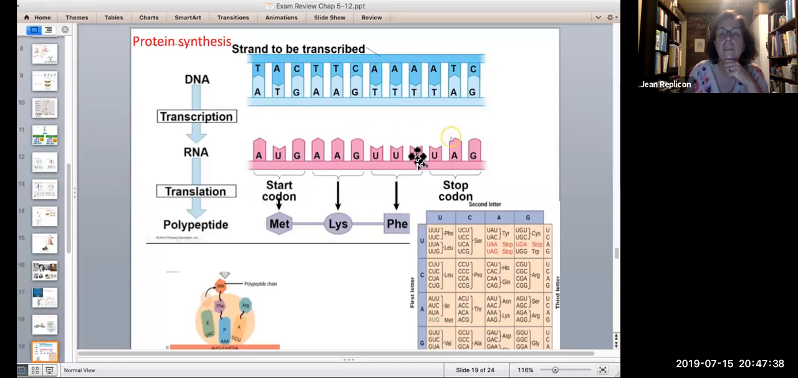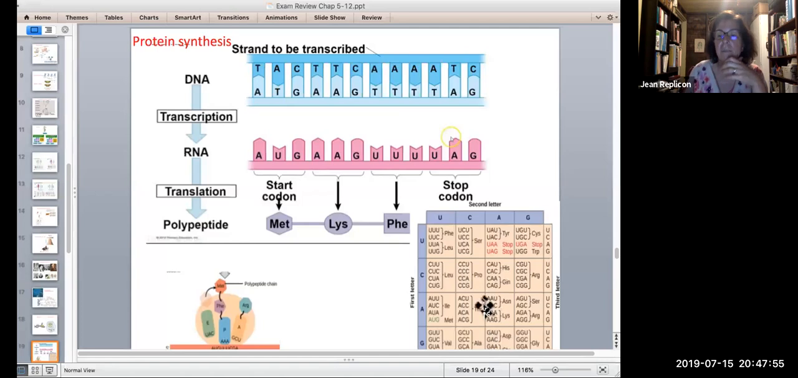Wherever there's an A, you put a U. Wherever there's a T, you put an A. Wherever there's a C, you put a G. And then this can be translated using this table. You just look up in the table each of the codons in the messenger RNA.